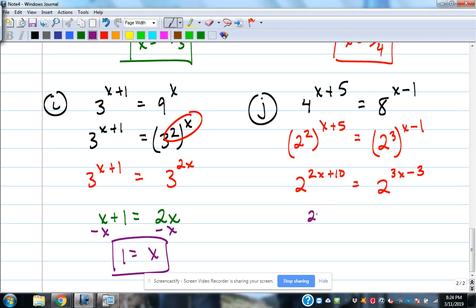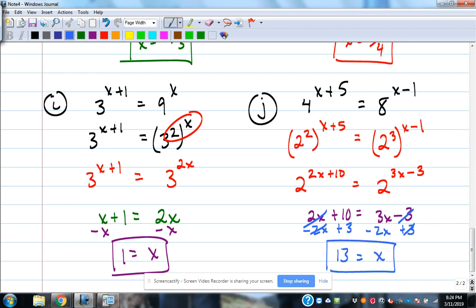2x plus 10. Get x on one side. I'm going to subtract 2x, and I'm going to add 3. So there's 13 and x. x is equal to 13. Okay.